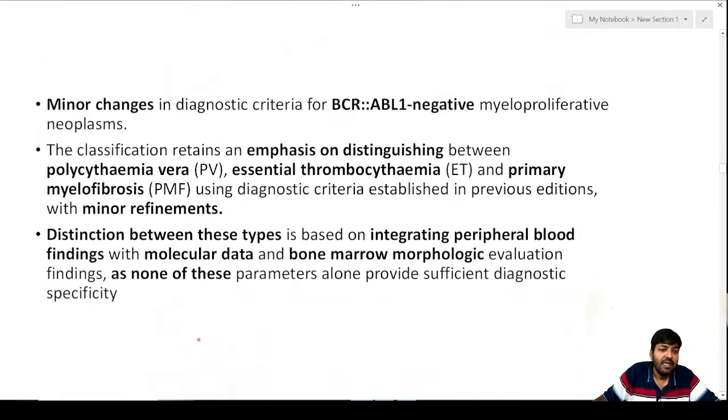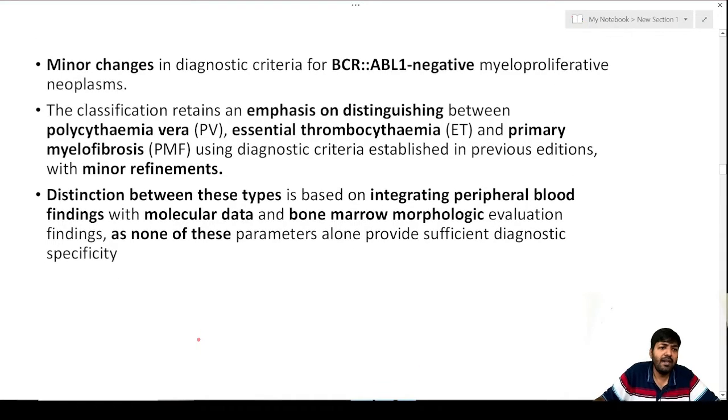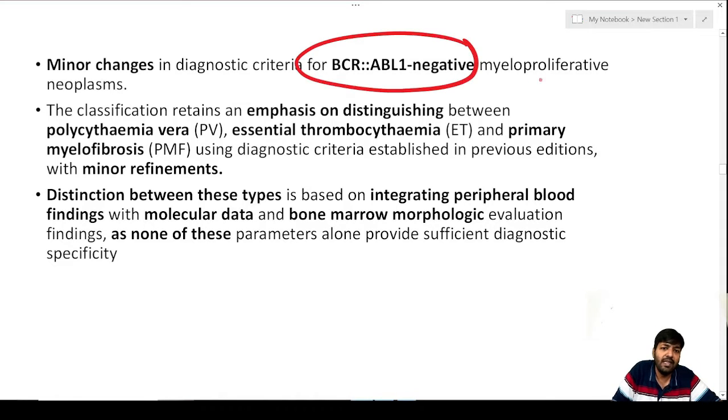Another very important thing is that there are minor changes in the diagnostic criteria for BCR-ABL negative myeloproliferative neoplasms, like PV, ET, MF, CEL, CNL. All of these have minor changes, but they are there.